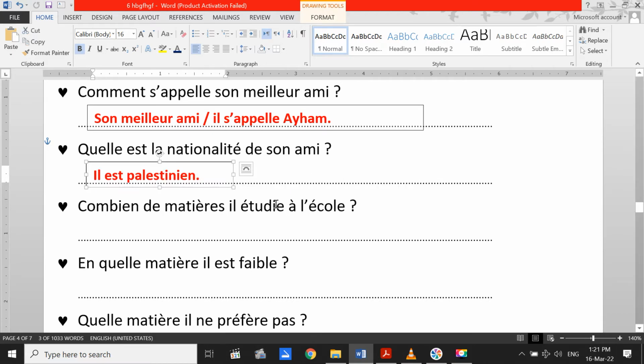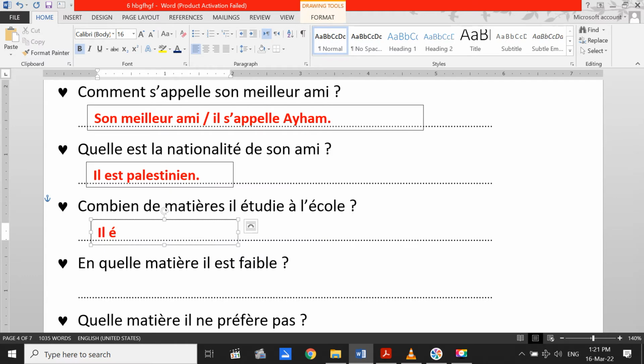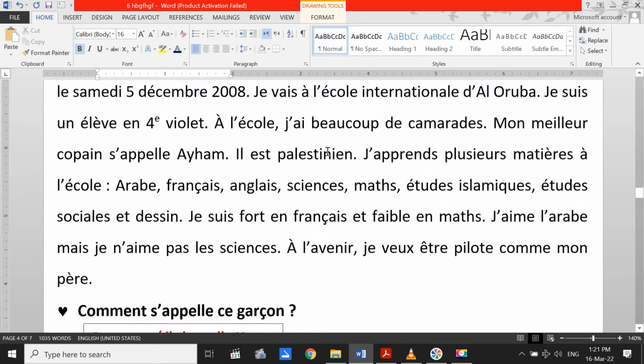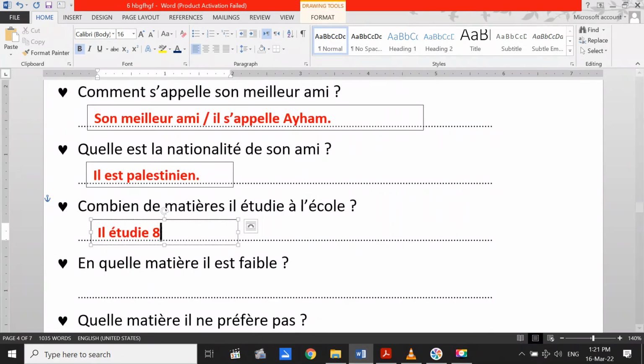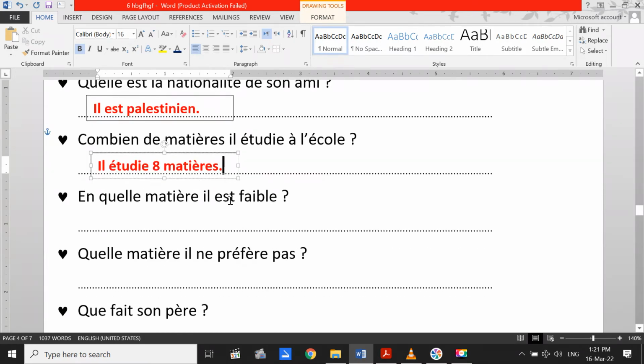Donc, combien de matières il étudie à l'école? How many school subjects does he study in the school? Il étudie, he studies. And here, let's count. J'apprends beaucoup de matières à l'école. 1, 2, 3, 4, 5, 6, 7, 8. Okay, he studies 8 subjects. 8 matières.